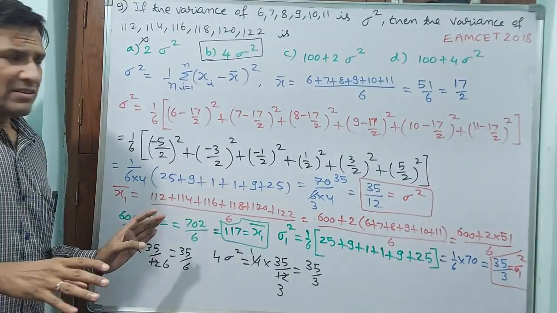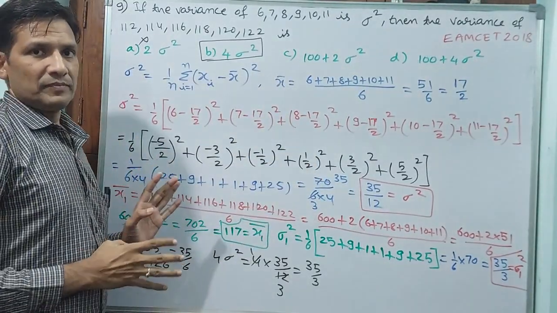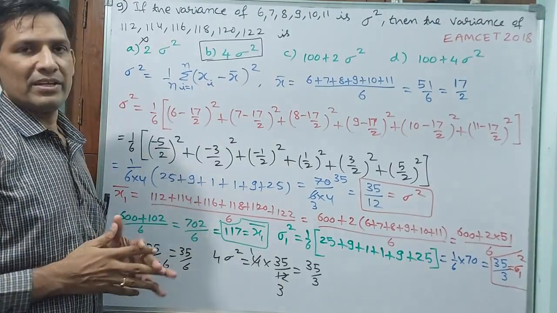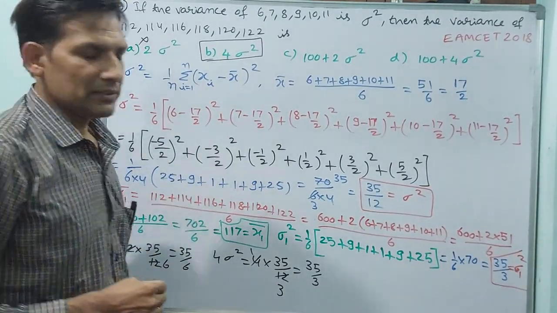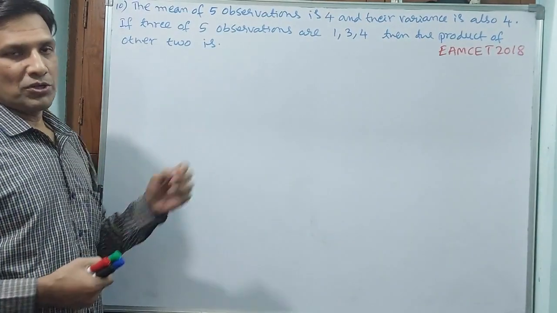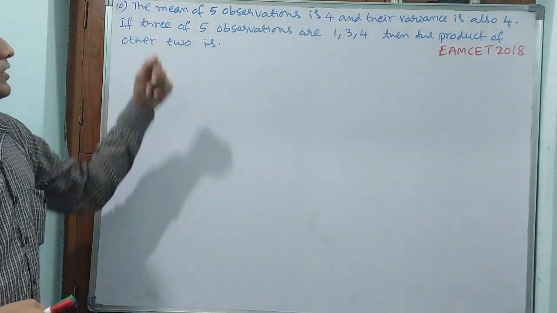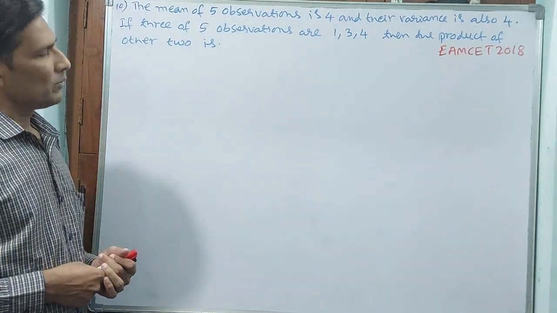Here, I have wantedly done it slowly to make you understand. Or else this is not a very time-taking question. Okay. Let us go for the next question. See, question number 10, the 2018 question only. The mean of 5 observations is 4.